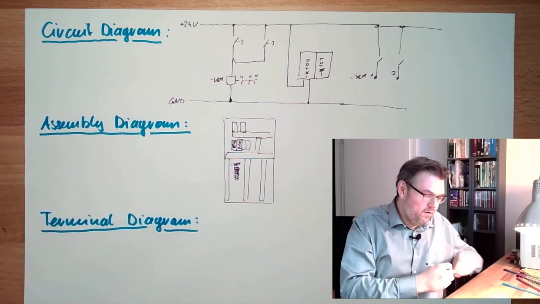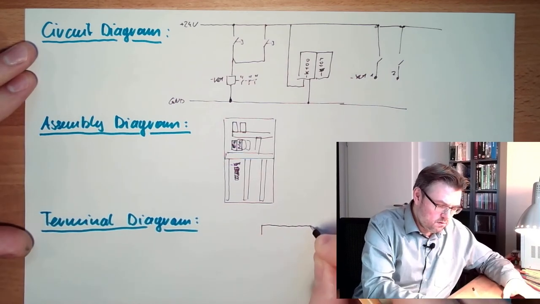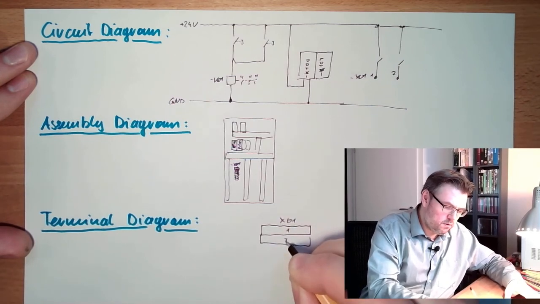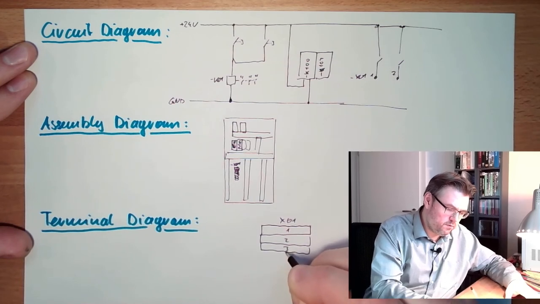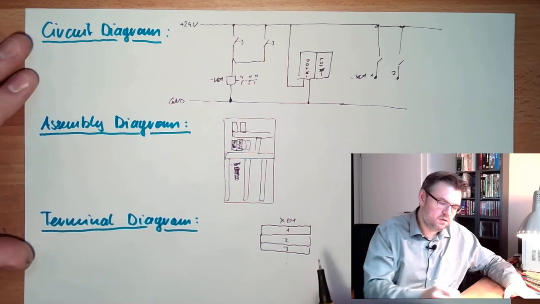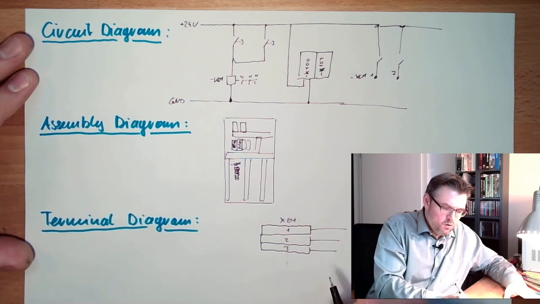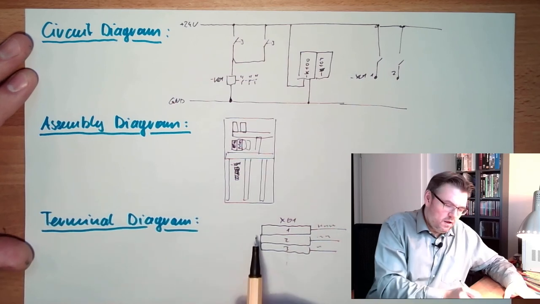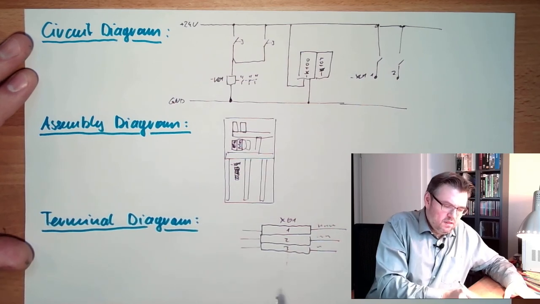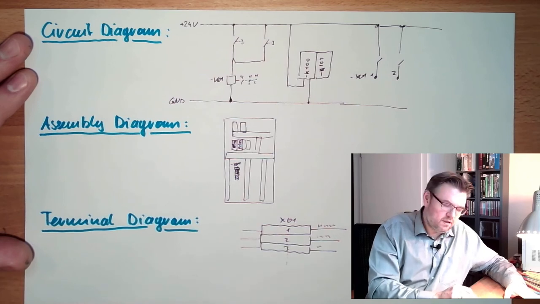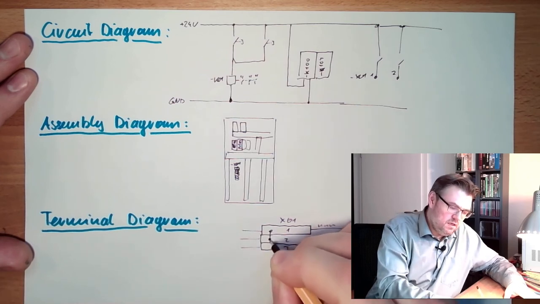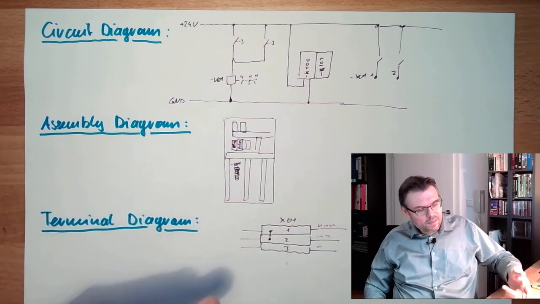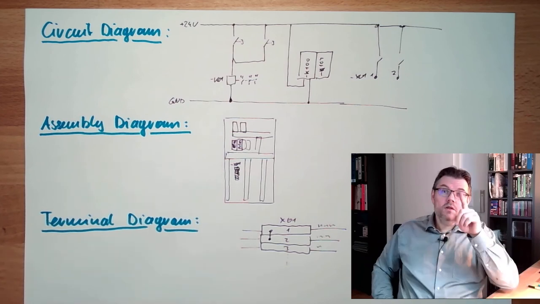And there is a terminal, X01, connection 1, connection 2, connection 3, and so on, and how big this terminal is. And here is written which cable number shall be connected there. And here we can even see if the internal things are connected or not, and maybe we can even see if they are connected to each other also. So this is a terminal diagram, only showing the terminals.